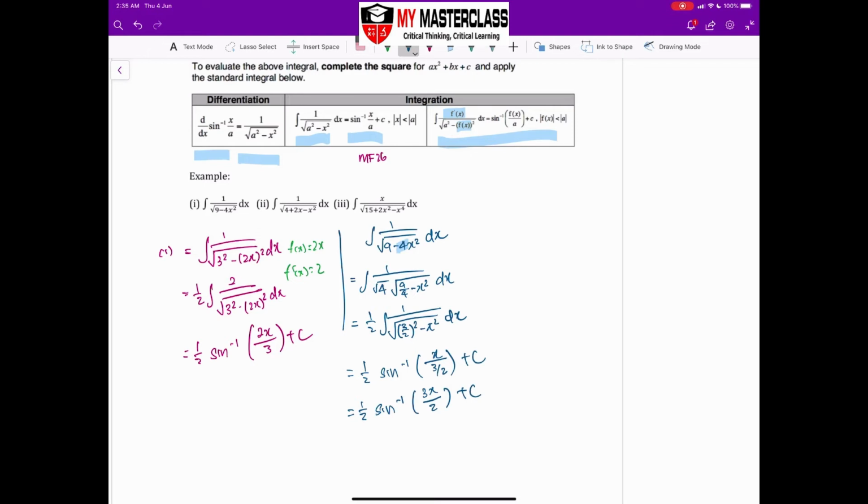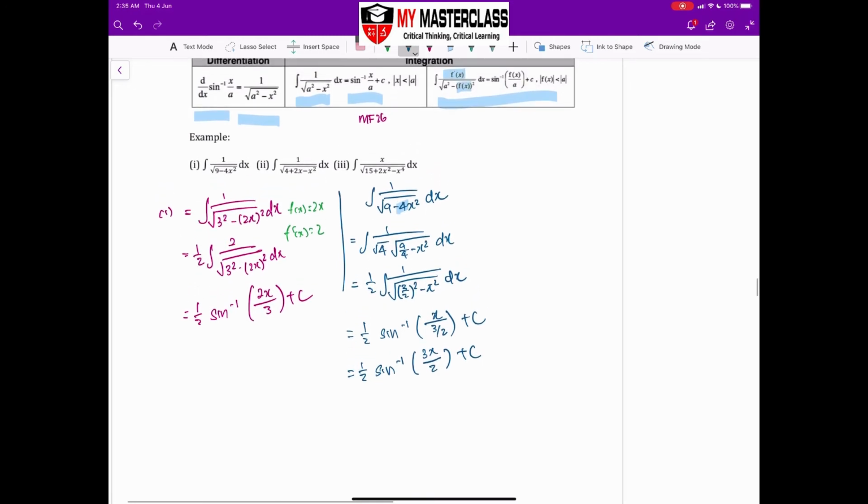So take note, both will derive the same answer. However, they are using slightly different methods. One method is to use your MF26 formula. Another one is to use the f prime x formula, which is not in the MF26. So choose a method that you prefer and stick to it.